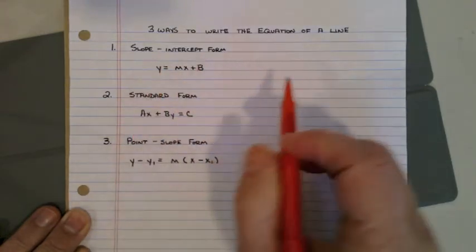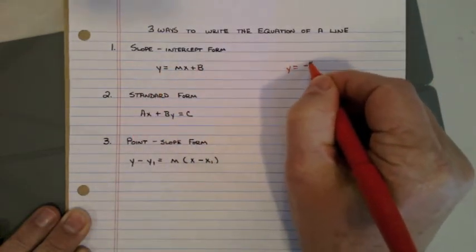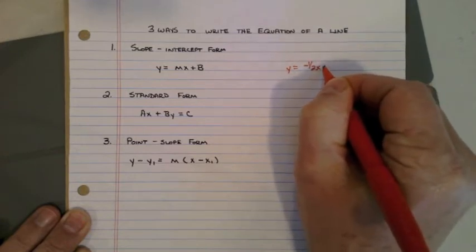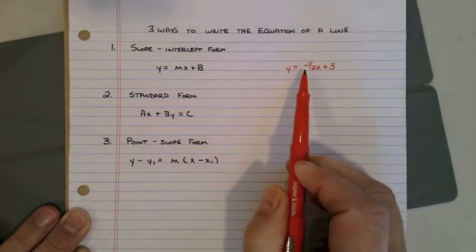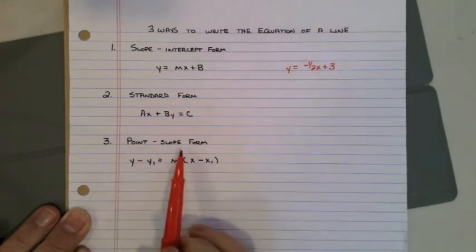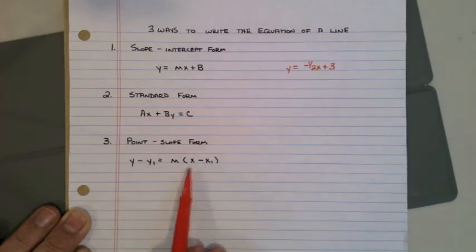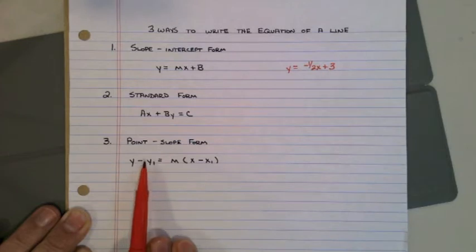So something in slope-intercept form would be y = -1/2 x + 3. My slope would be -1/2 and my y-intercept would be 3. For point-slope form, I don't have to have the y-intercept. I need any point and I want to put those coordinates right here. Now the thing about this formula is this minus sign means the opposite of what they give me.